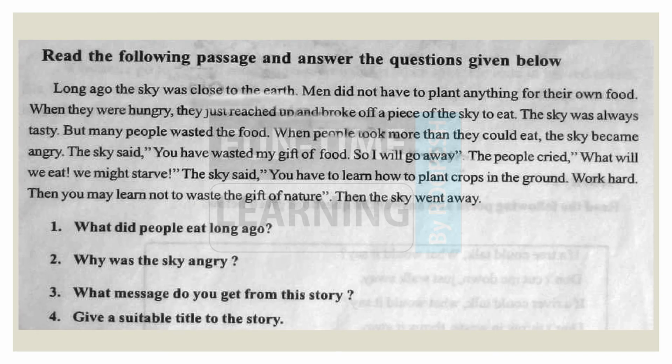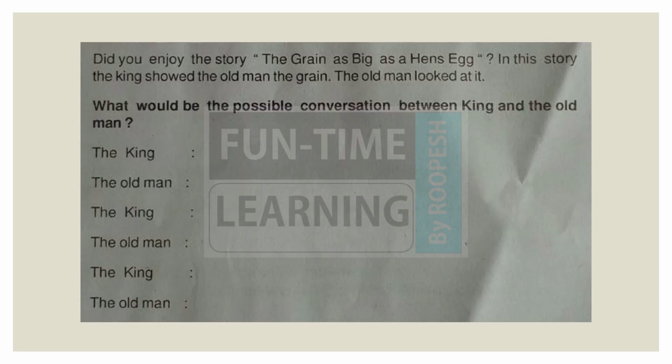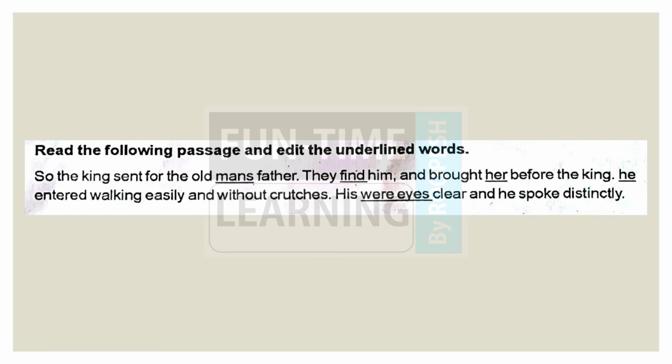Here it's all about reading the passage and answering these 4 questions. Pause the video, read the passage very carefully and answer these questions. And here we have to write the conversation between the king and the old man. We know how the meeting of the king and the old man went. So that is what you have to recreate here. Adana veendum ivide ezhudendadu. And it's very clear here, the underlined words are wrong. They have some errors in it. Correct it. So that's it.